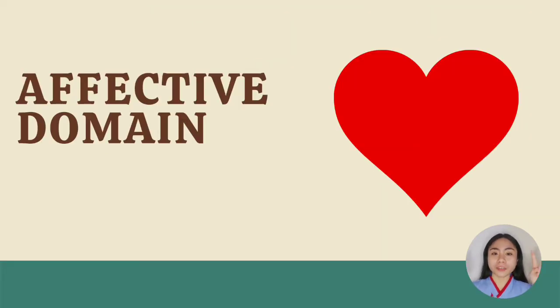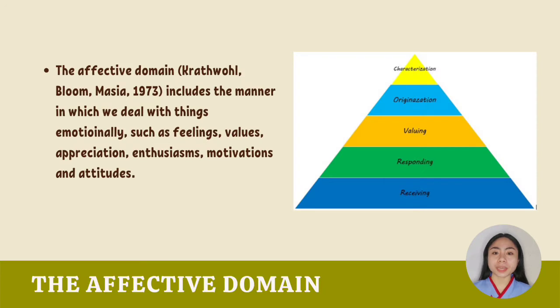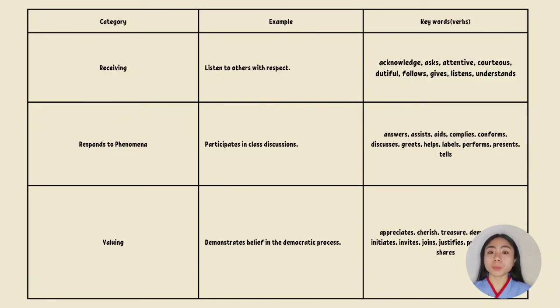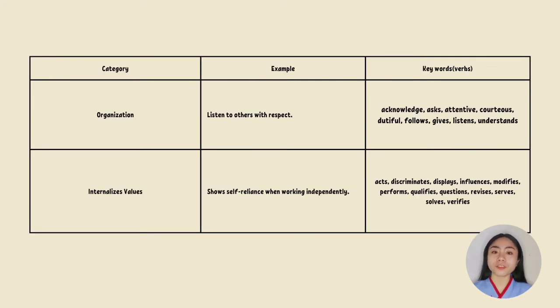Last is the affective domain. The affective domain includes the manner in which we deal with things emotionally, such as feelings, values, appreciation, enthusiasms, motivations, and attitudes. The taxonomy is arranged into 5 levels as the person progresses towards internalization, in which the attitude or feeling consistently guides or controls a person's behavior. So the following categories are receiving, response to phenomena, valuing, organization, and internalizes values.